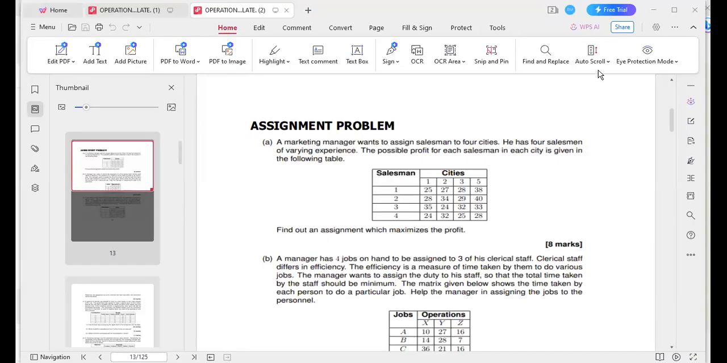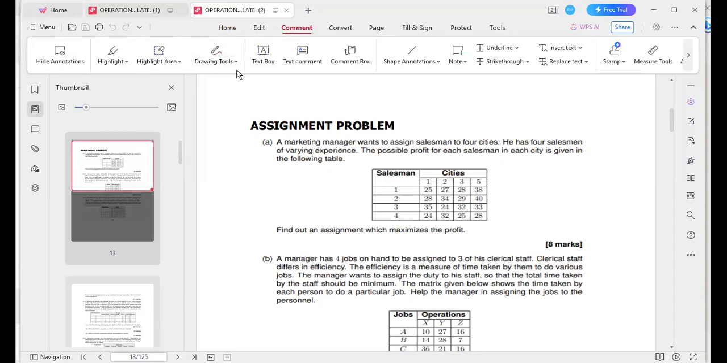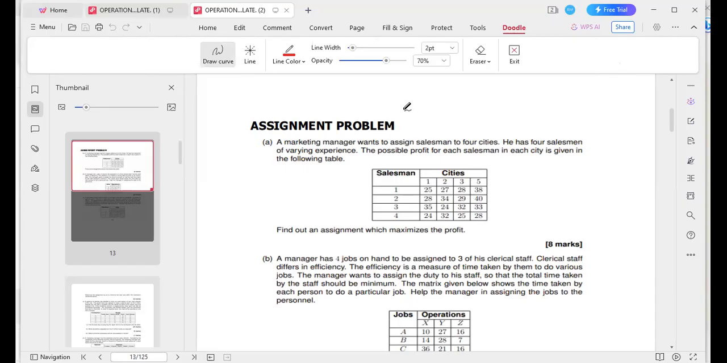Okay, good afternoon. We are looking at operation research. Today in this class, we are now looking at a different aspect of assignment problems. And for assignment problems, this is where we assign workers to various workstations.